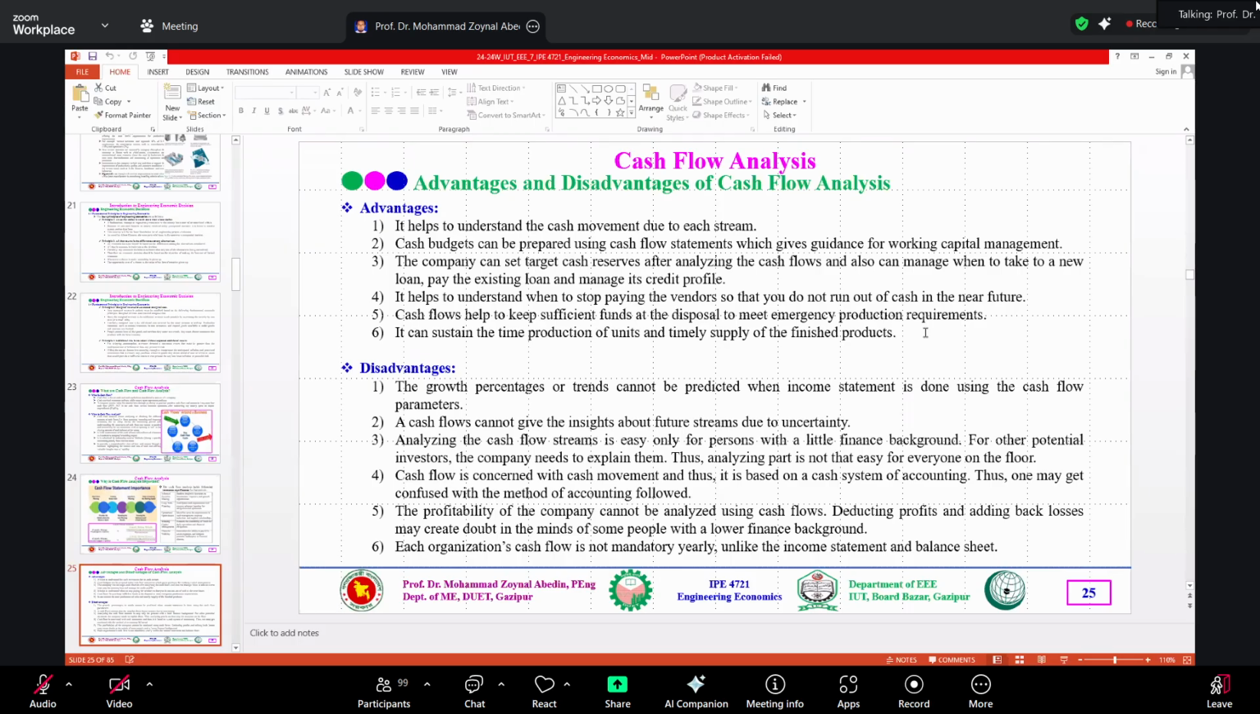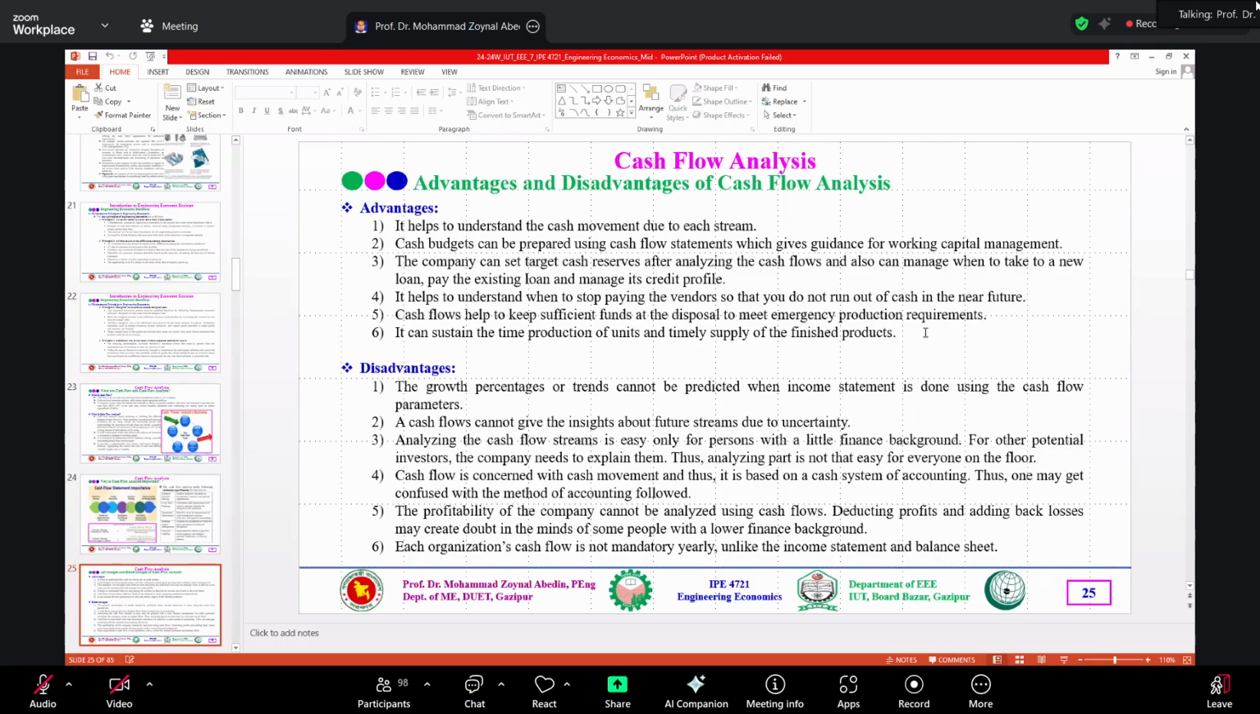This is a disadvantage. Analyzing the cash flow streams is easy only for persons with a little finance background. Cash flow analysis is very easy for those with the background, but for potential investors, the company needs to explain it to them. Thus, the analyzing part is not that easy for everyone. If it is a conglomerate and not a very small company, it will be a little difficult. Fourth one, cash flow is concerned with cash movements, and thus it is based on a cash system of accounting. Thus, one may get confused with the method of accounting followed.